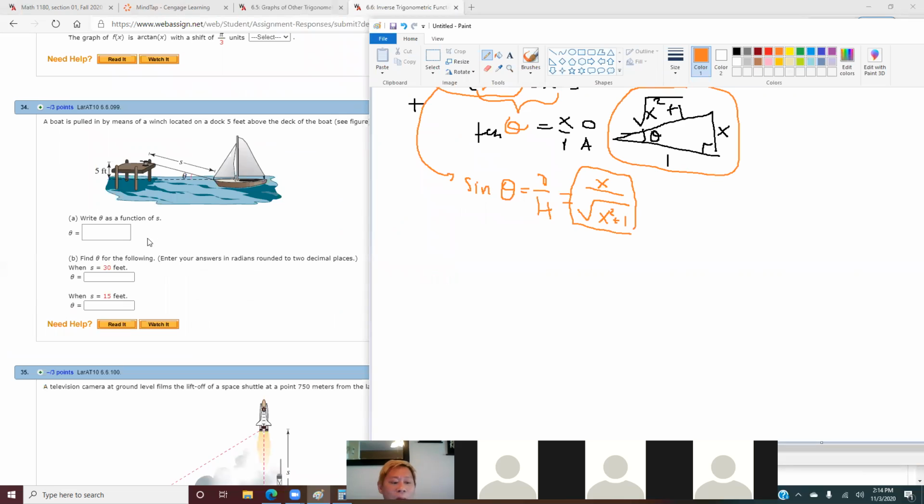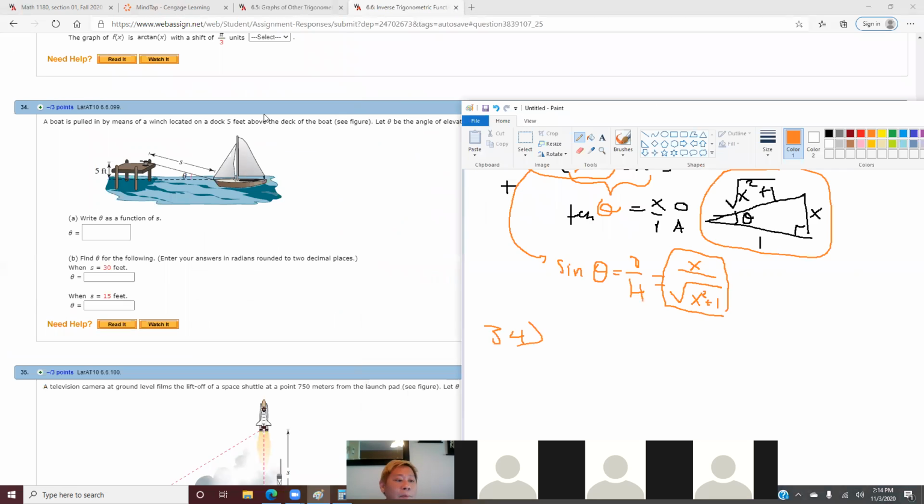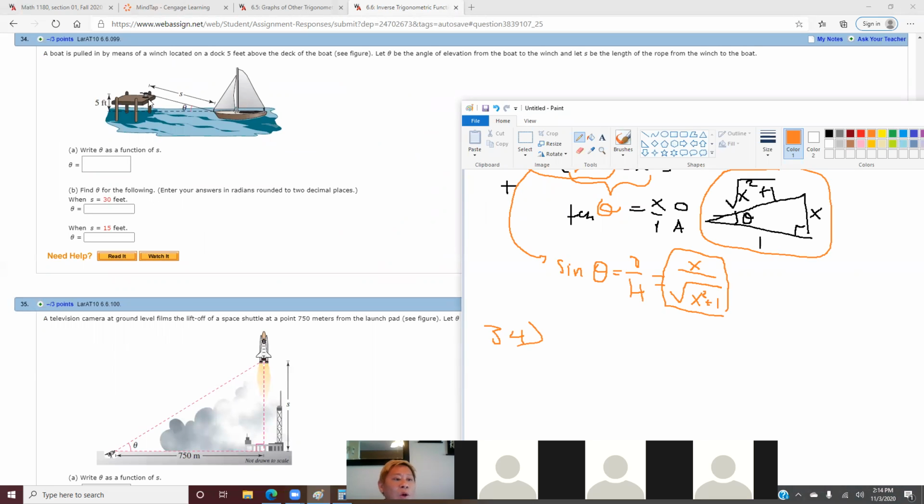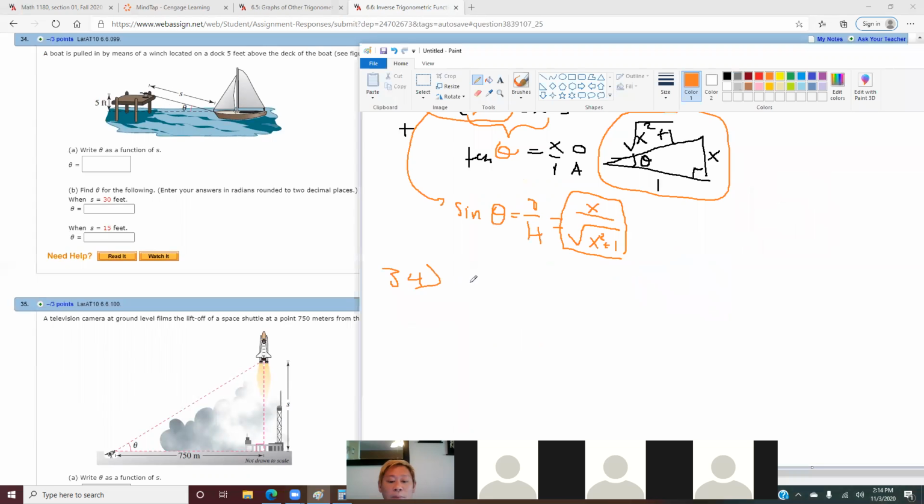Same thing happens with some word problems. It's just that they want you to write this in terms of theta, like question number 34. They give you that a boat is pulled by means of a winch located on the dock, 5 feet above the deck of the boat. Let theta be the angle of elevation for the boat and s be the length of the rope. This is the s. So my question is, which one should we use for 5 and s based on theta? Tangent, sine, or cosine based on your SOHCAHTOA? Sine. So sine theta equals what? Sine theta is equal to 5 over s.